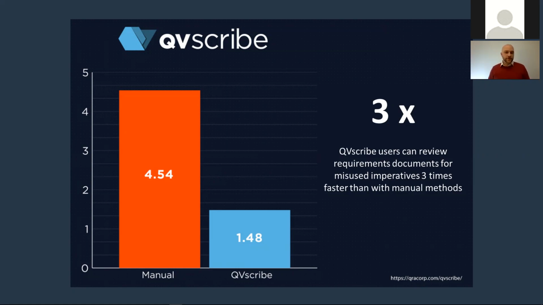So I've been showing you QVScribe for Word so far. We do have QVScribe for Excel, and with that you can have different pages. So if you do have multiple documents, you can mark those requirements on the different sheets within Excel and then actually analyze those together as a whole.